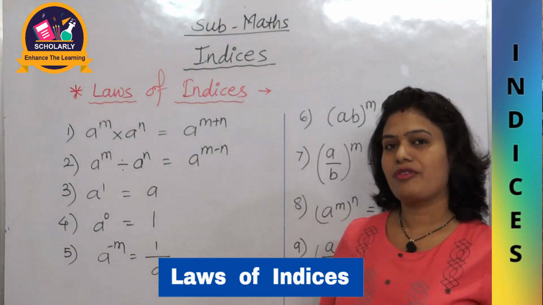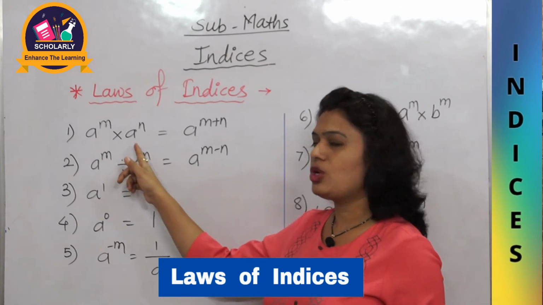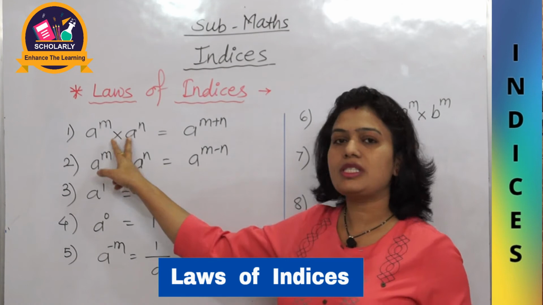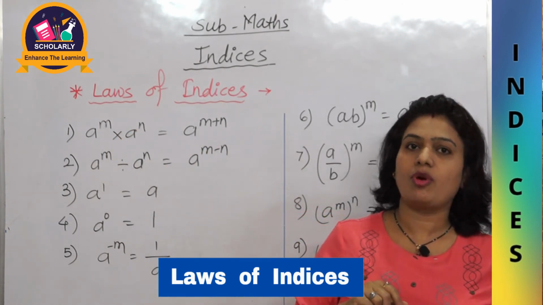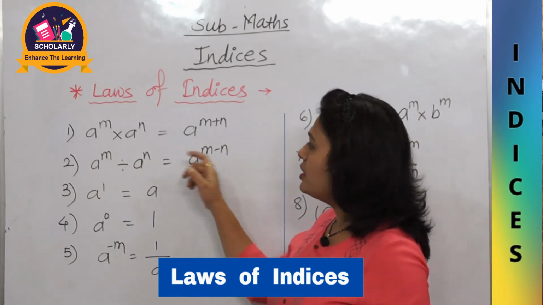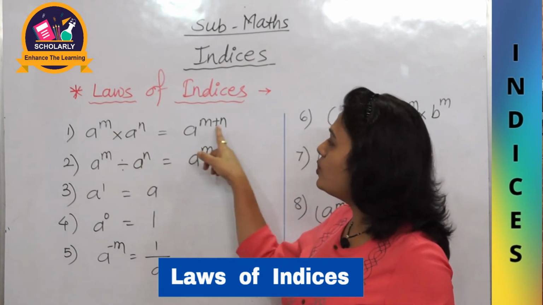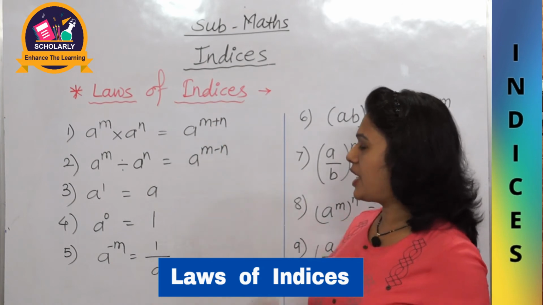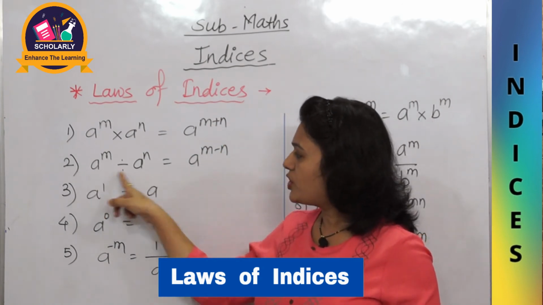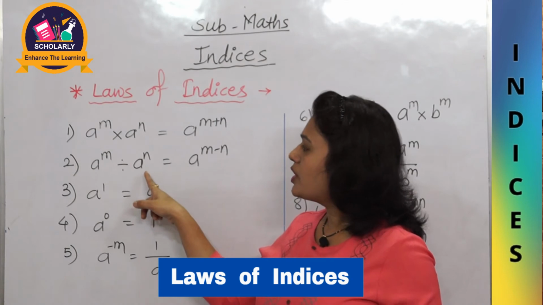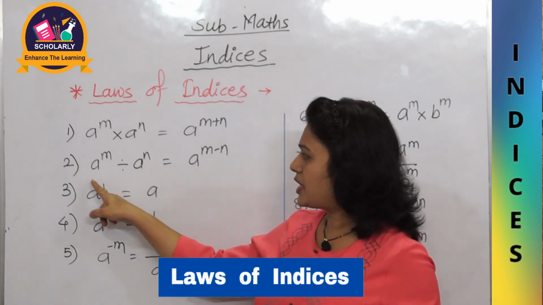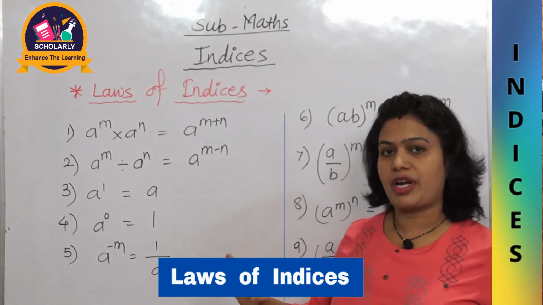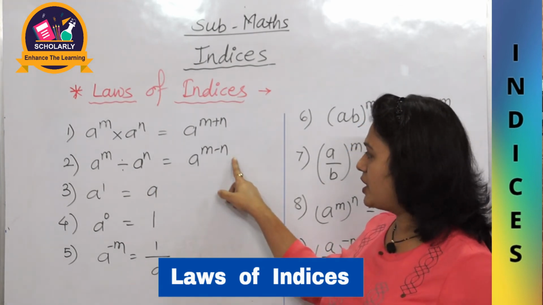Let's see or revise the laws once again. The first law we learnt was A raised to m into A raised to n, that is the product of two numbers having index form with same base. Then to calculate this value we have to add the indices, that is A raised to m plus n. In the second law, the quotient is given or division of two indices is given with same base, a raised to m divided by a raised to n. Their powers got subtracted like a raised to m minus n.